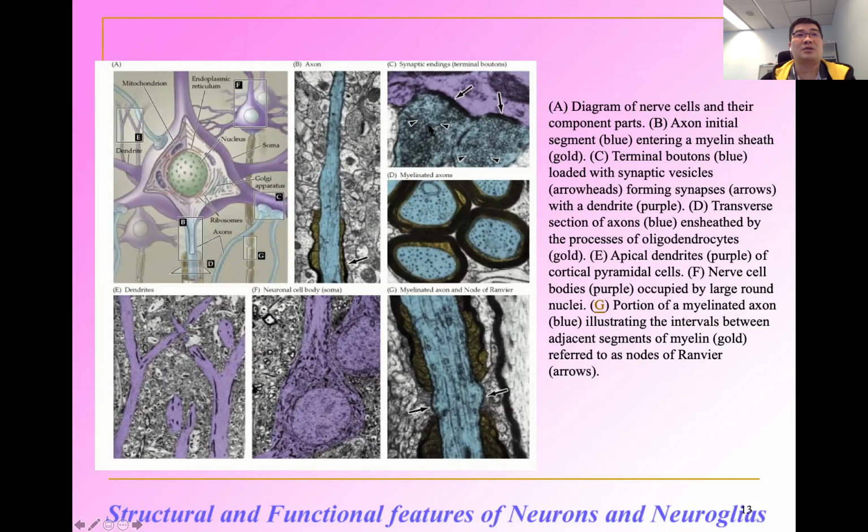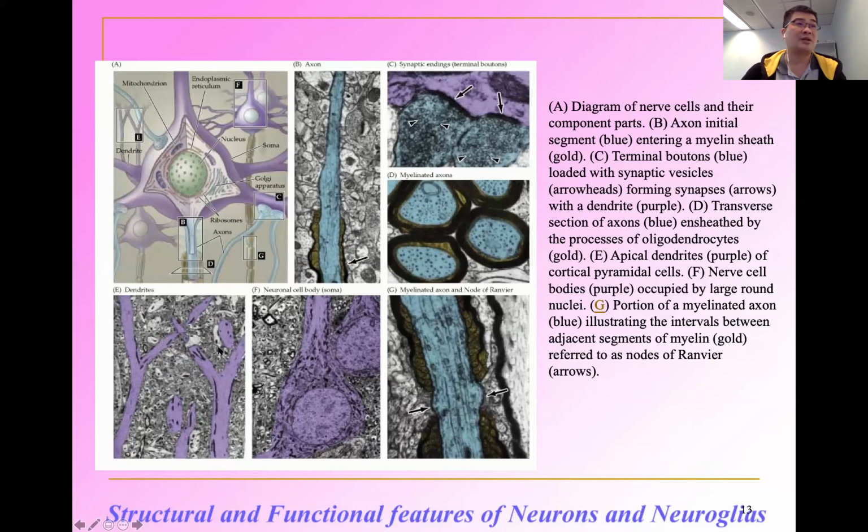So here are those vesicles. Now here is the axon cut. You can see that this is the cut, and those are the myelin. This corresponds to the D, cut on this side. So those are the axon, and those are the myelin that wraps around.